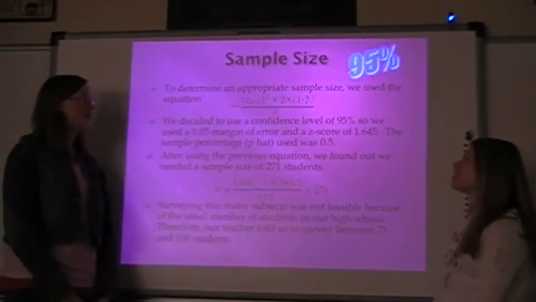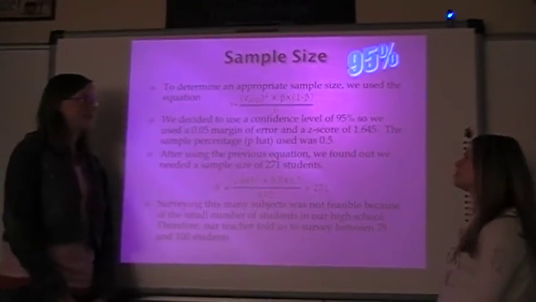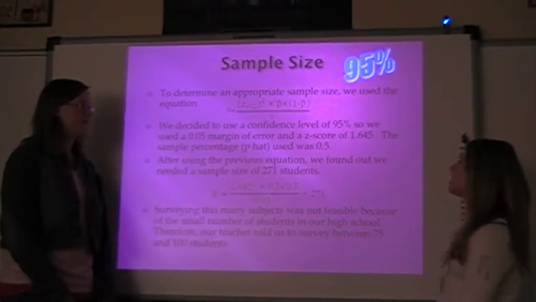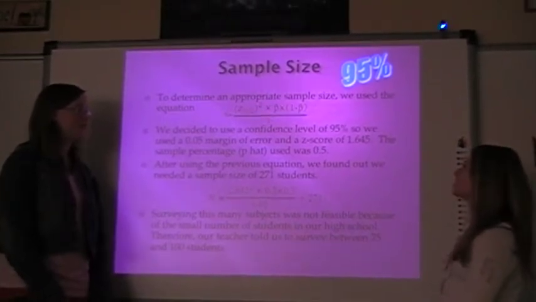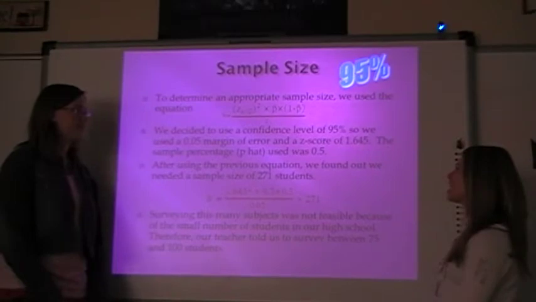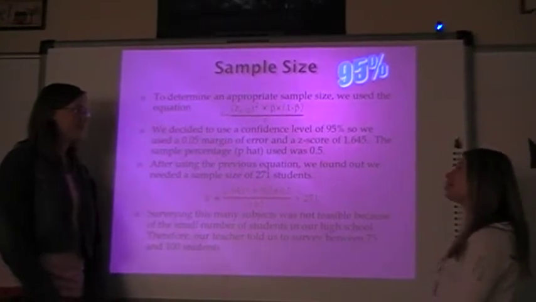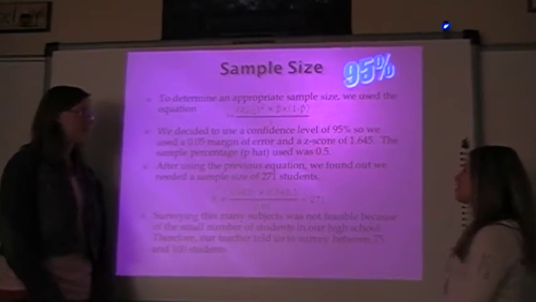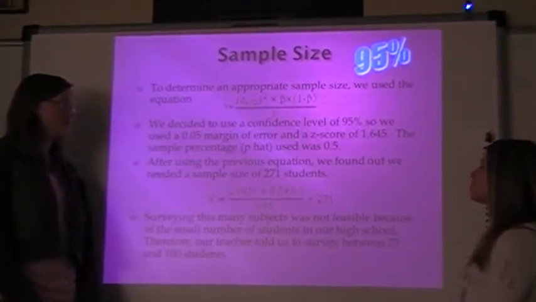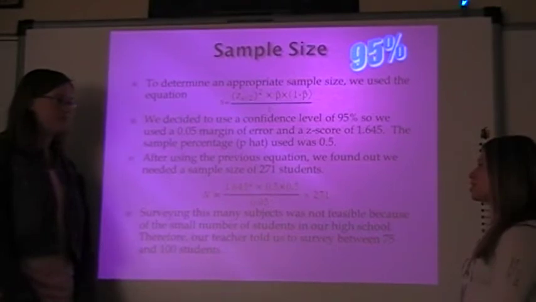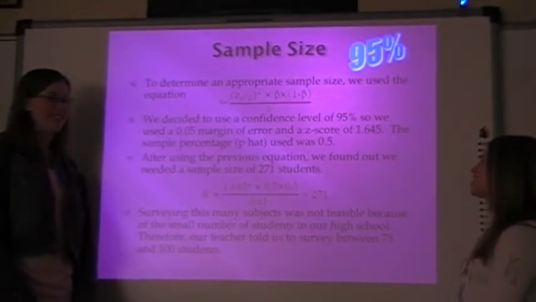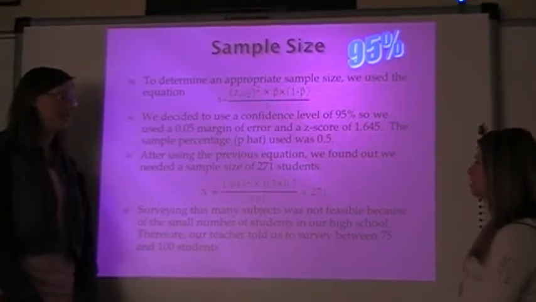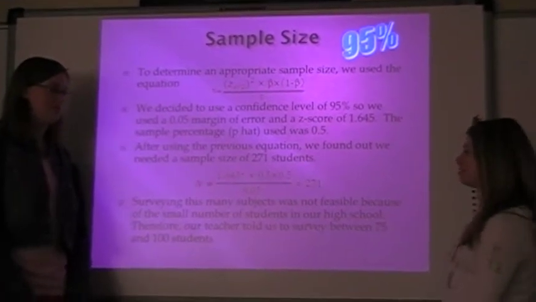Our sample size. To determine the approximate sample size, we use the equation n equals z sub alpha over 2 squared times p hat times 1 minus p hat all over e squared. We decided to use the confidence level of 95%, so we used a 0.05 margin of error and a z-score of 1.645. The sample percentage p hat used was 0.5.